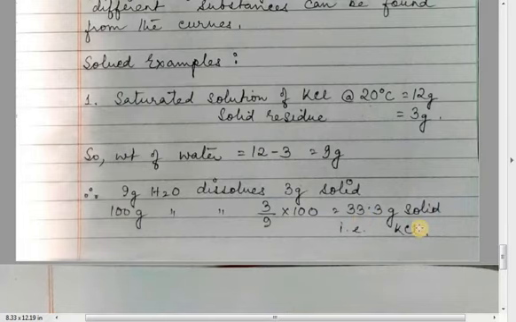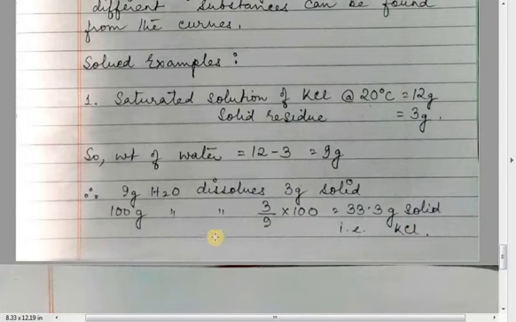So you will be writing the answer as: solubility of KCl, or potassium chloride, in water at 20 degrees Celsius is equal to 33.3 gram. Once you write the solubility as 33.3 gram and mention the temperature, it means that it is in 100 gram of solvent. Here it is water, because potassium chloride dissolves very easily in water.